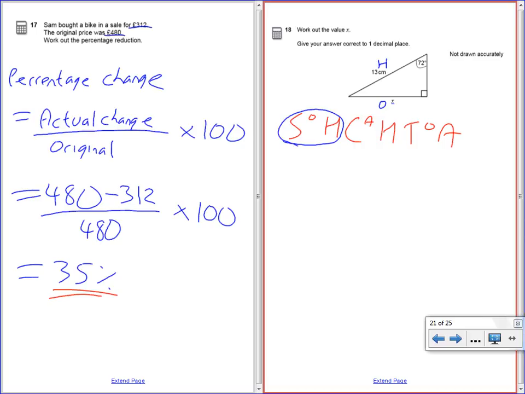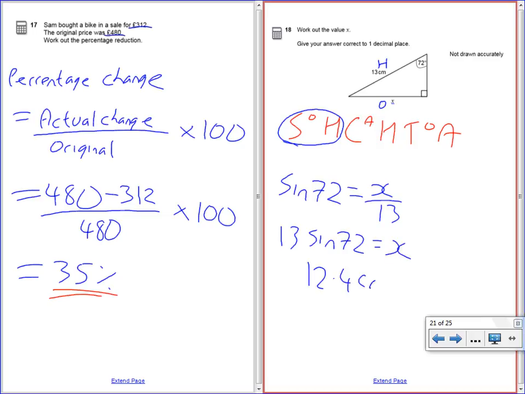And what that tells us is that sine of the angle, 72 in this case, equals opposite over hypotenuse, which is x over 13. So sine 72 equals x divided by 13, 13 sine 72 must equal x, and you can just put that into your calculator, which means x is 12.4 centimeters.